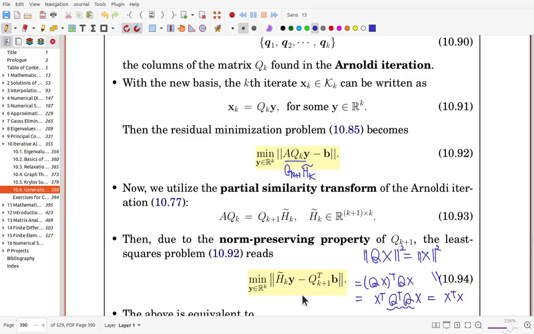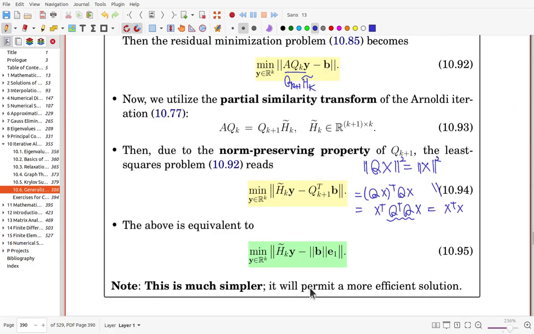Now, it's yet a bit complicated. Final simplification is done along with that one. Now, this one is norm of B times E1. E1 is the first component is 1, and below that every value is 0. This is the unit vector in the first coordinate direction.